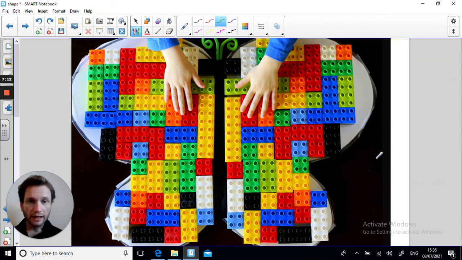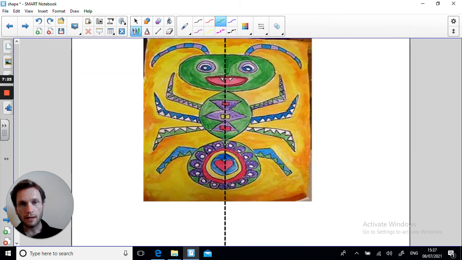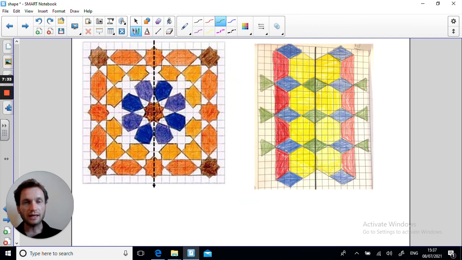This is a really cool way. So this child has made a butterfly but using Lego, and they've made sure it's symmetrical, and one side is a reflection of the other. One side is the same as the other. Okay, and here's a really lovely symmetrical picture, making sure they've got the same things on both sides. And here, last of all, is just a nice symmetrical pattern. So have fun with this. You could do butterflies, hearts, any kind of colourful pattern, anything you like.